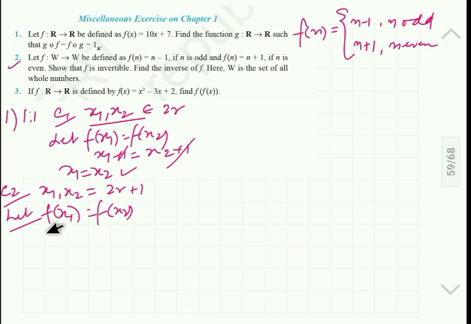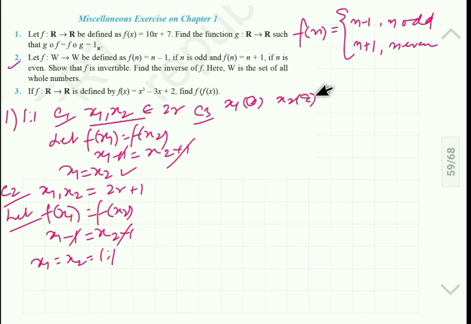It implies x1 minus 1 is equal to x2 minus 1, which implies x1 is equal to x2, again 1-1. Case 3 we will take. Case 3 is when one is even and another is odd, right? Let us take x1 is even and x2 is odd, or vice versa. x1 is odd, x2 is, let us say, even. Both will give the same output, right? Similar output.